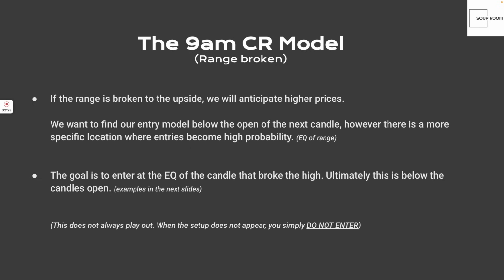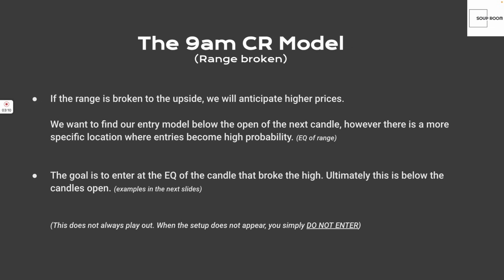If the range is broken to the upside, we will anticipate higher prices. We want to find our entry model below the open of the next candle. However, there is a more specific location where the entries become even more high probability. As I've mentioned before, this is at the EQ or midpoint of the range. The goal is to enter at the EQ of the candle that broke the high. Ultimately, this is below the candle's open. The examples will follow these slides.